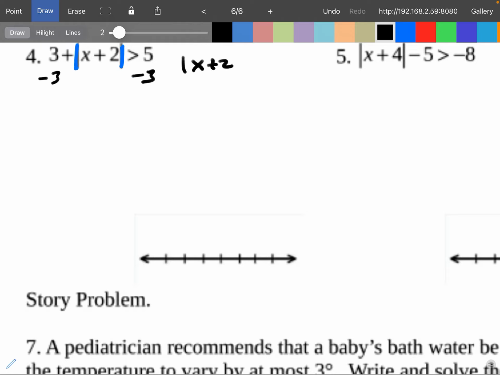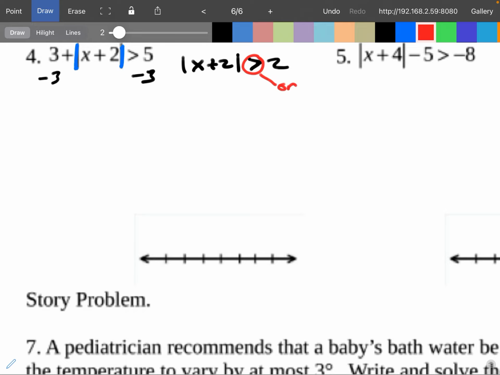Well, how do we get rid of that 3 right there? We subtract. Yeah, we subtract. So we're going to subtract 3 on both sides. And now we're going to have the absolute value of the quantity x plus 2 is greater than 2.